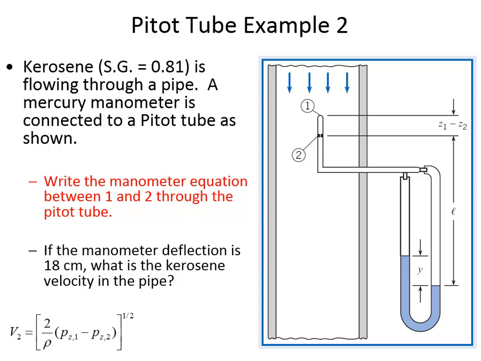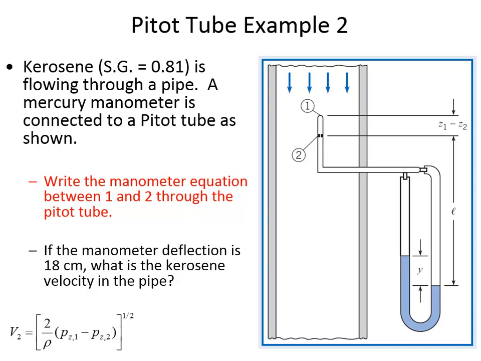So for some reason, we've got a pipe that's up and down, and kerosene is moving through that pipe. Maybe we're in a refinery or something. The specific gravity of kerosene is 0.81, and it's flowing downward through the pipe, and we have a manometer that is connecting the static tube and the stagnation tube.